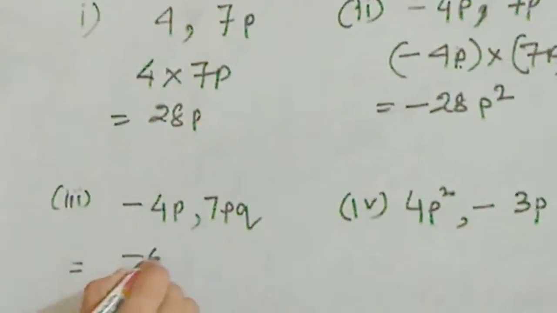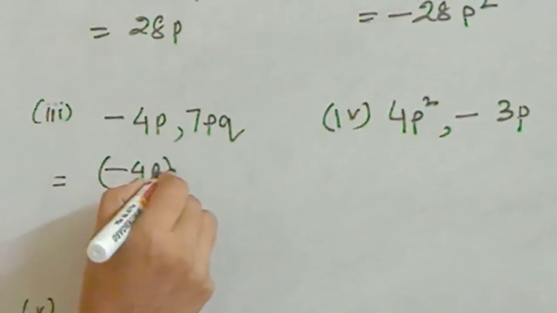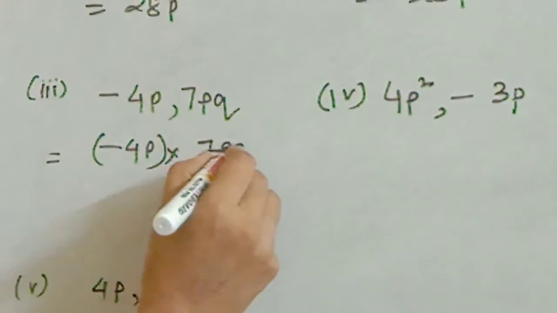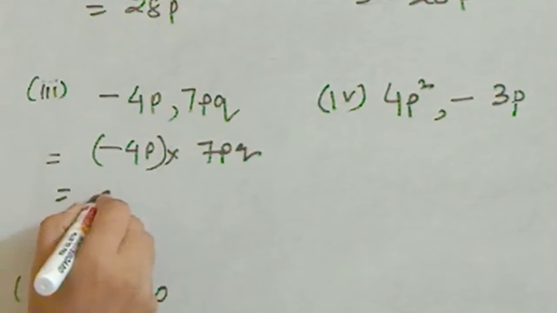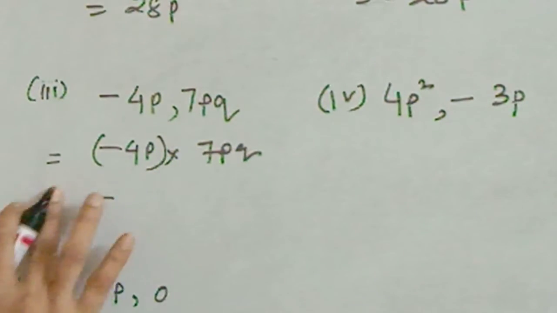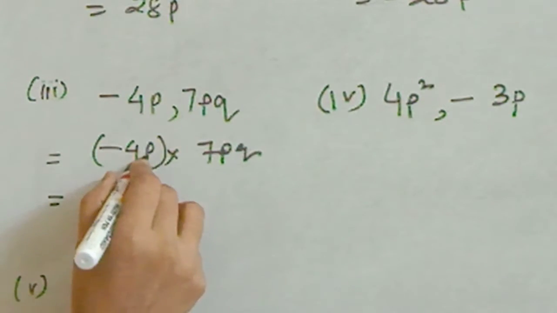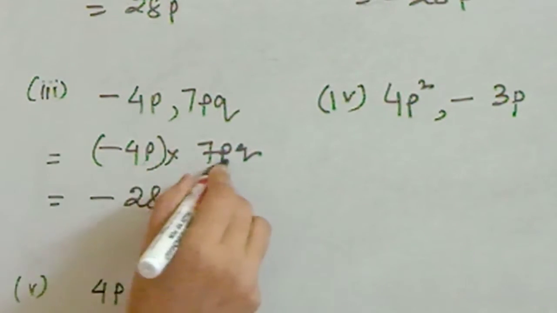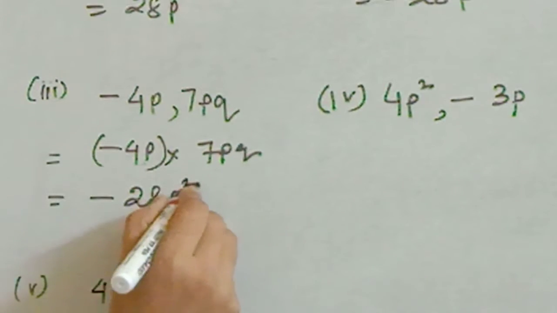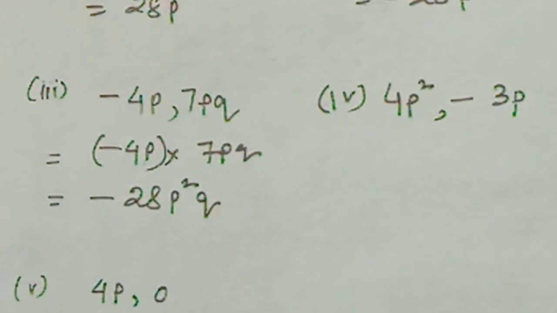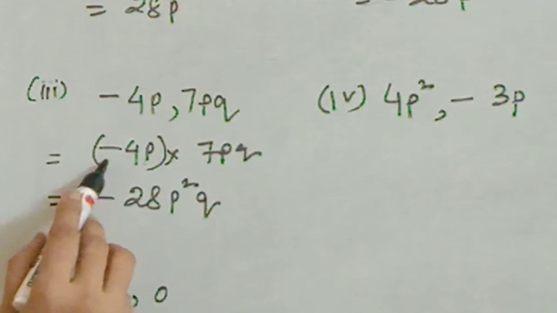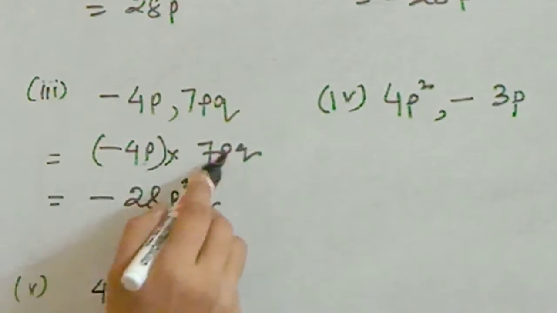Next sum: minus 4p into 7p cube q. Same, minus into plus is minus, 4 sevens are 28. Here p and here another p, so p to the power 2 into q. So the answer is minus 28p square q.